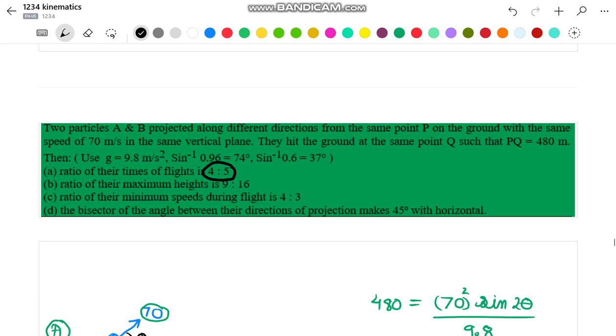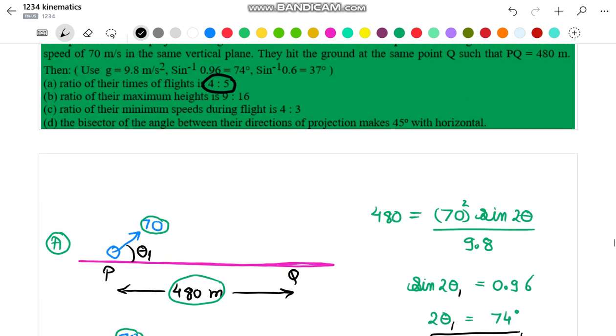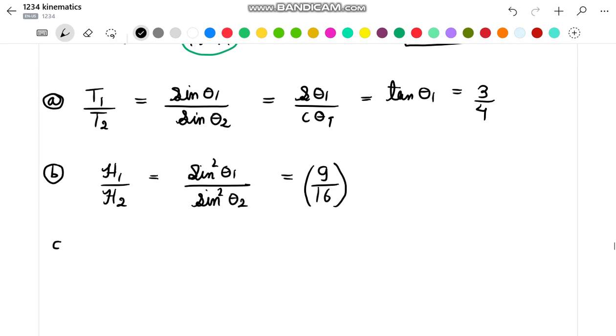Okay, so let us now check the expression C that is given. We have to find the ratio of their minimum speeds. We know that both the projectiles will attain minimum speed at the highest point, and at the highest point the speed is equal to u cos theta 1 for the first particle and u cos theta 2 for the second particle, which on putting the values of theta 1 and theta 2 gives us the value of 4 by 3.